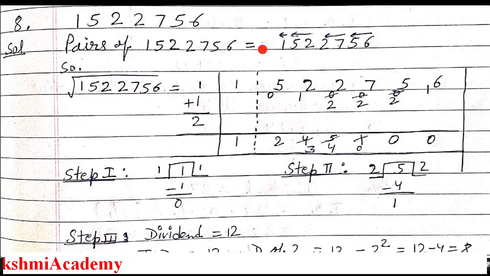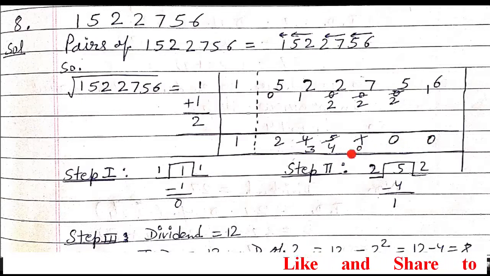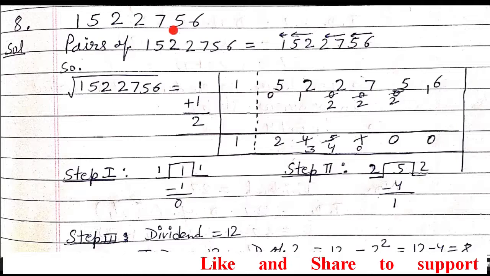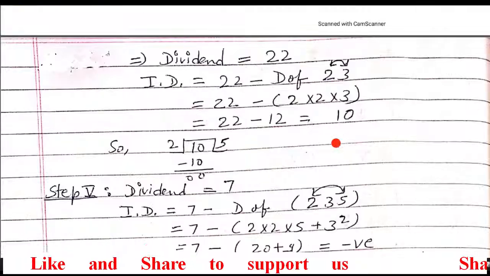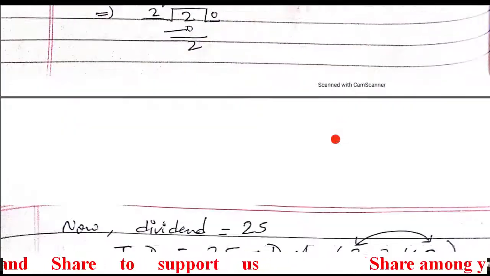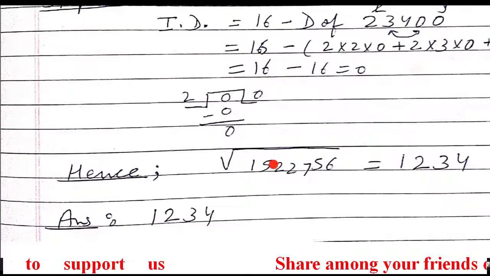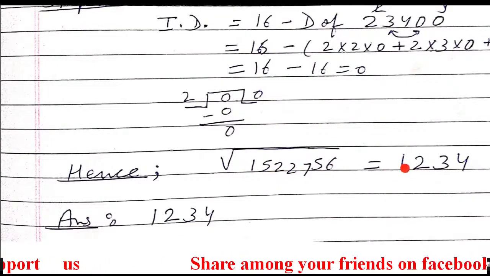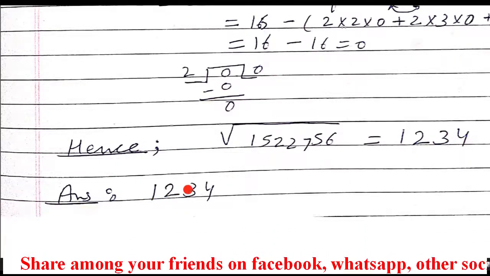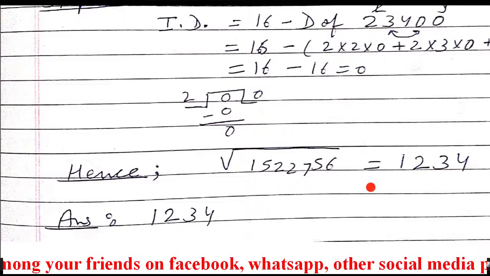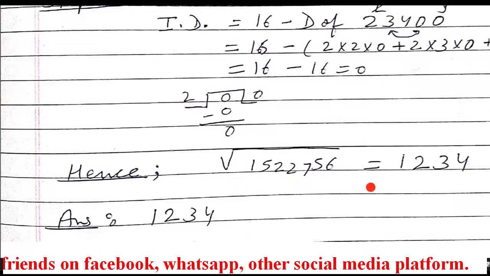Now how many pairs we have, just count. First 1, 2, 3, 4 pairs we have. So from here 4 numbers just select, 1, 2, 3, 4, and these numbers neglect. So your square root of given question is 1, 2, 3, 4. So we'll write down in the answer. The square root of given question is 1, 2, 3, 4. So answer is 1234. So students, I hope its method is clear to you.